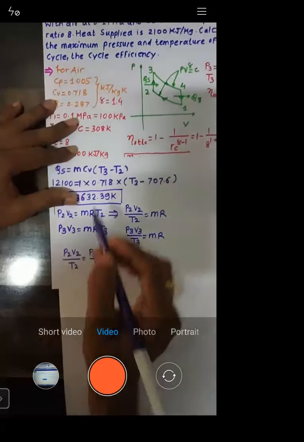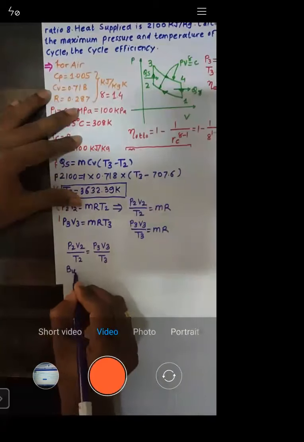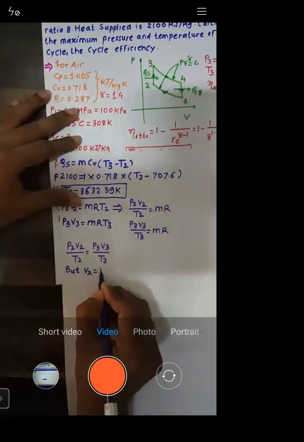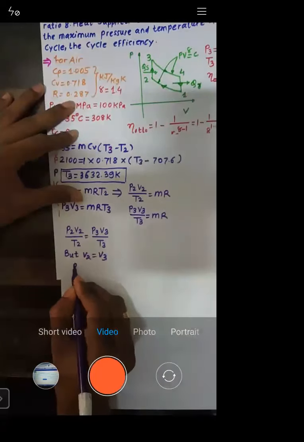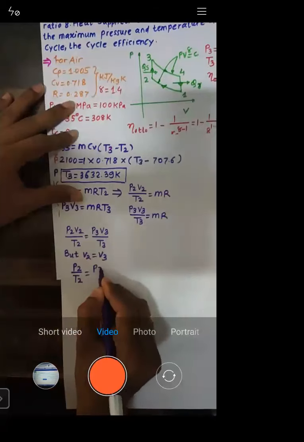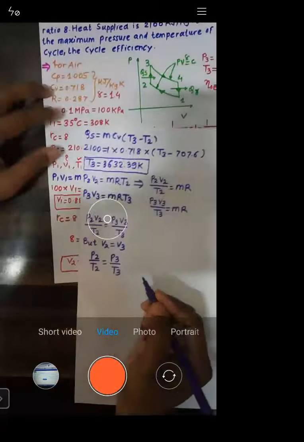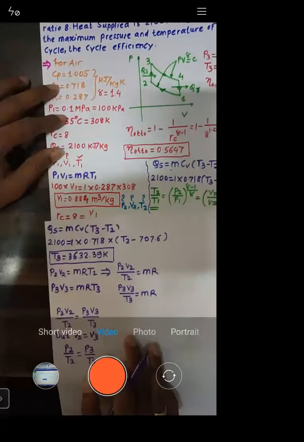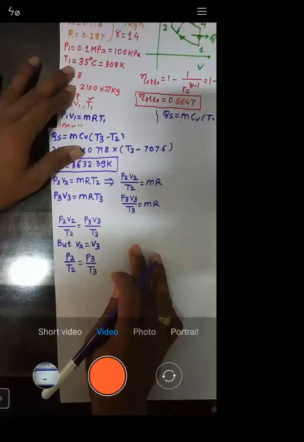Now see, when we move from 2 to 3, what happens? Volume is held constant, so V2 is equal to V3. So what I will get is P2 by T2 is equal to P3 by T3. Right? P2 by T2 is equal to P3 by T3. Is that okay?